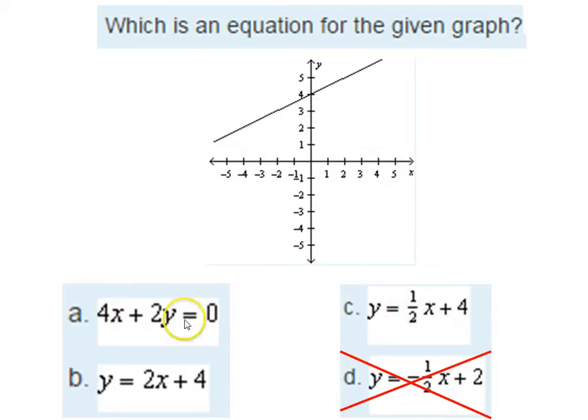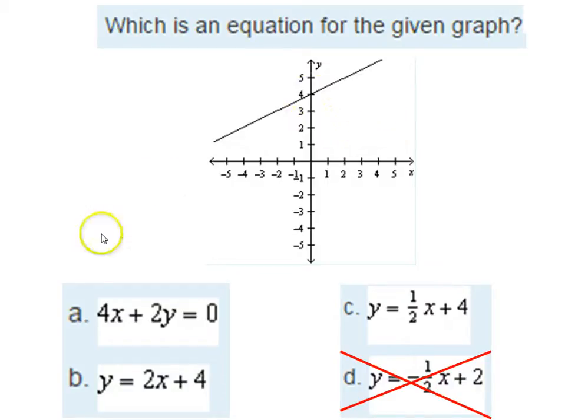But we also have this A. This is not in slope-intercept form. This is actually in standard form. We don't have y by itself. It's not y equals mx plus b. We have x and y on the same side of the equation. And if I look at this y-intercept, I know the y-intercept is 4, so that means at this point right here where the arrow is, I know that the x value is 0 and the y value is 4.